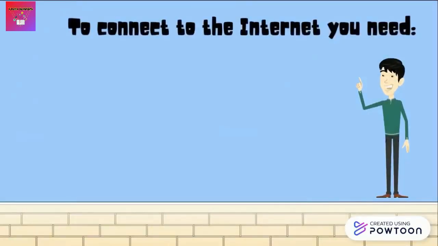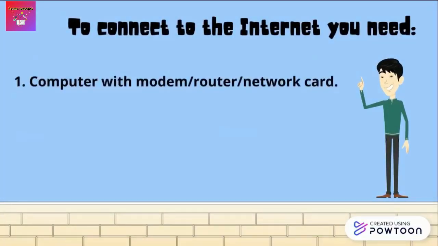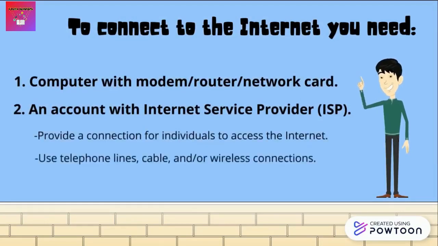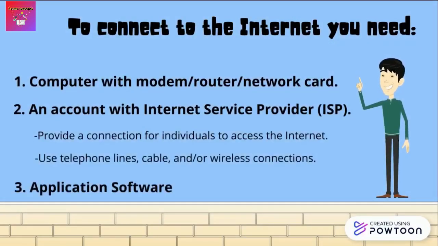Now, let's have a look at what are the things we need to connect to the Internet. Firstly, we need a computer with modem, router or network card. Secondly, we need an account with Internet Service Provider, ISP. ISP provides a connection for individuals to access the Internet and use telephone lines, cable and wireless connections. Examples of ISPs in Malaysia are Telecom, Jaring, Time, Maxis, Digi, and etc. Thirdly, we need an application software to use the Internet.